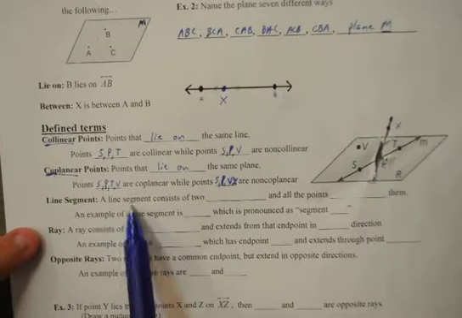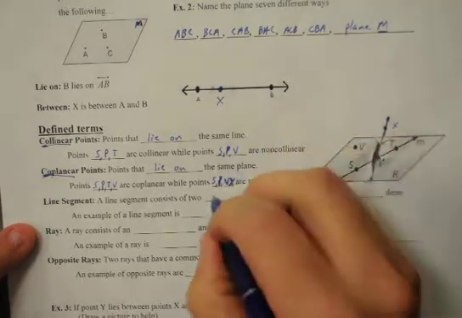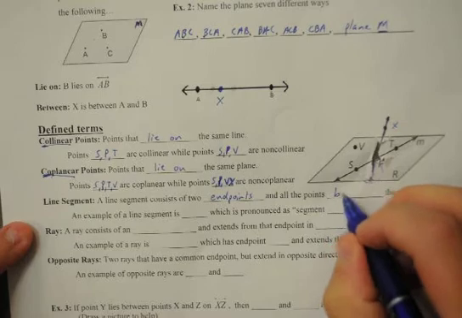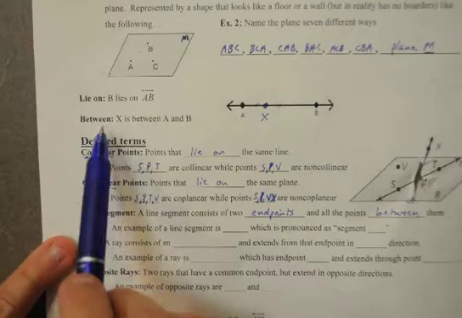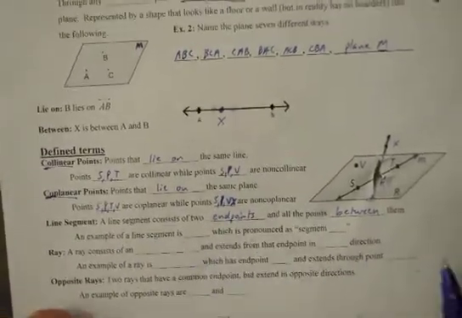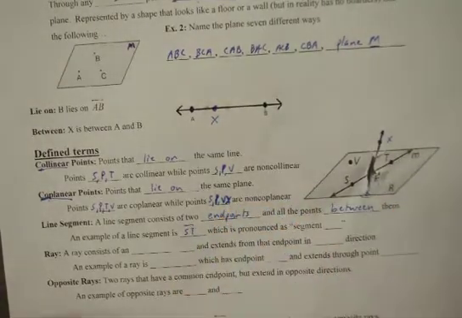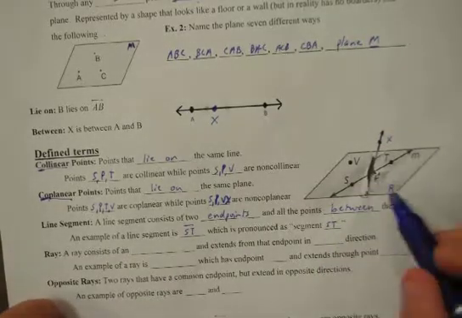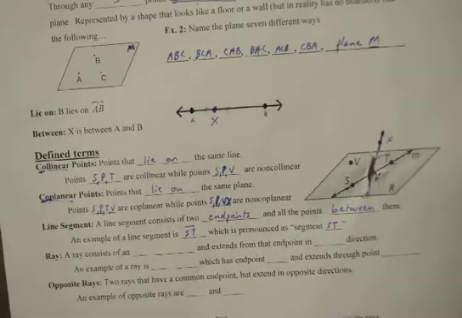Line segment. A line segment consists of 2 endpoints and all the points between them. So now we discuss the word between, I can use it to make new words. An example of a line segment is, for example, line segment ST, which is pronounced segment ST. Alright? Segment ST is the same thing as segment TS. So segment ST and segment TS are exactly the same.